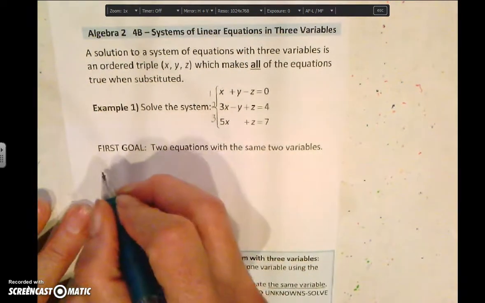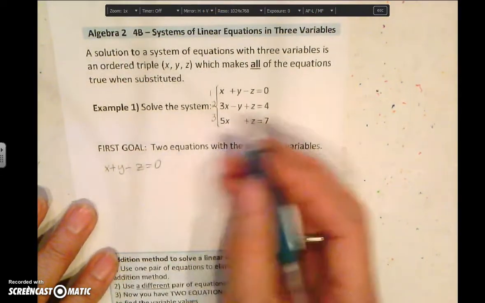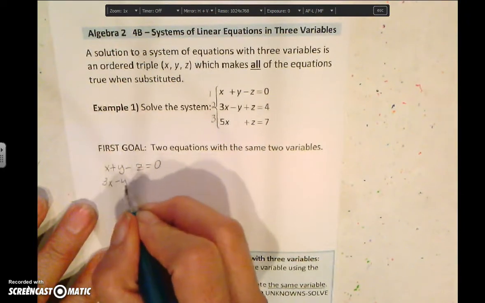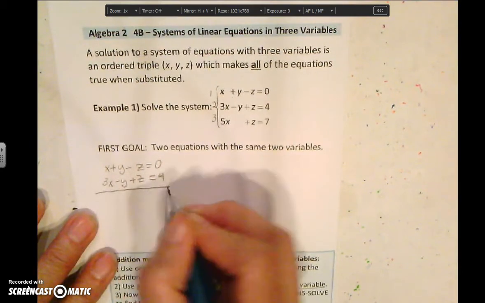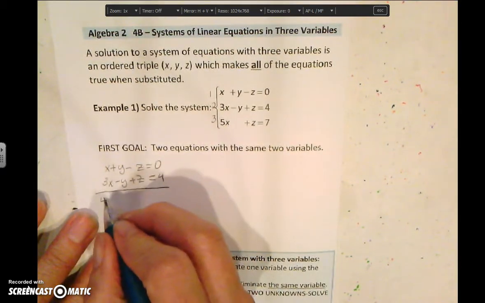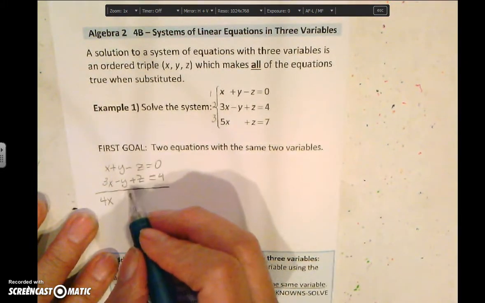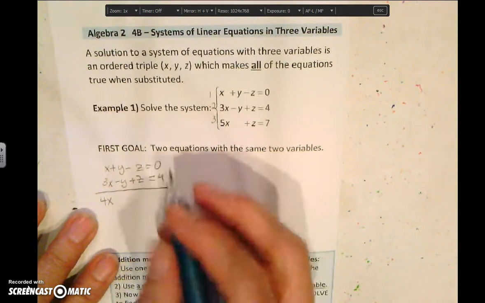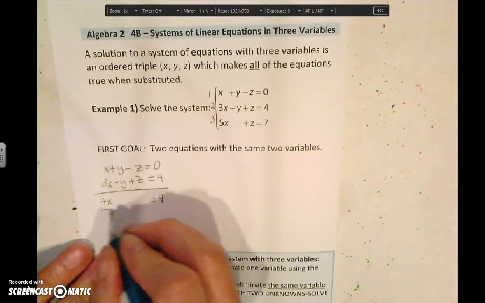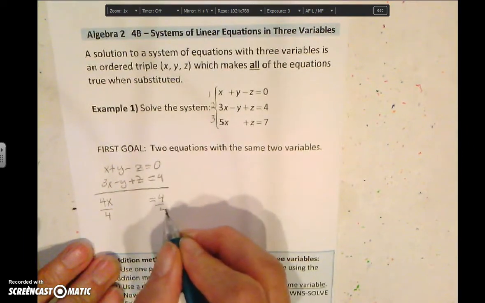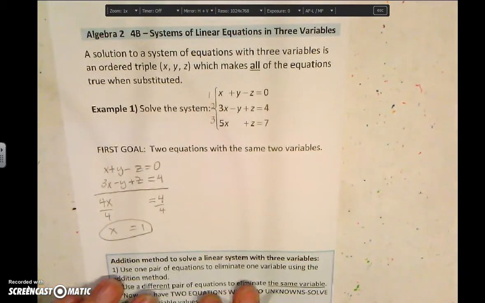So I'm going to add 1, which is x plus y minus z equals 0, to number 2, which is 3x minus y plus z equals 4. And when I add them, I get 4x. Oh, and I get double duty here. Not only do my y's eliminate, but my z's eliminate also. And so I get a 4 here. I can actually finish up and divide by 4 on both sides and get that x is equal to 1. So there's one of my solutions.